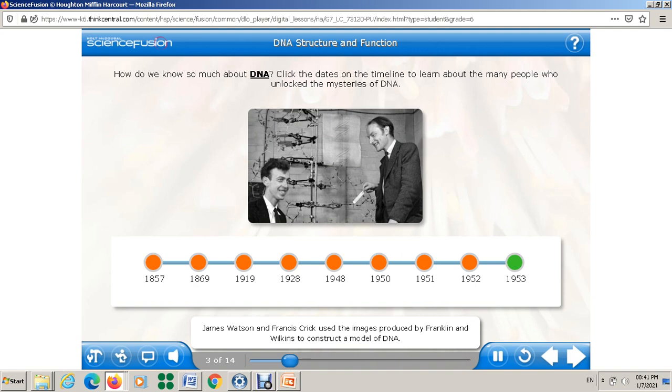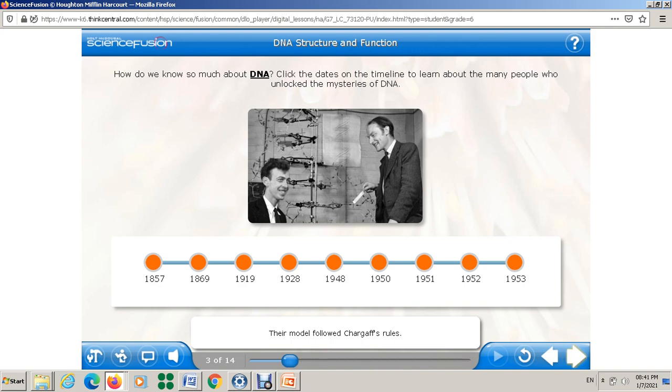James Watson and Francis Crick used the images produced by Franklin and Wilkins to construct a model of DNA. Their model showed that DNA was a double helix, which is a twisted ladder-like structure. Their model followed Chargaff's rules. Now we will talk about the structure, the double helix twisted structure. We will talk about it.